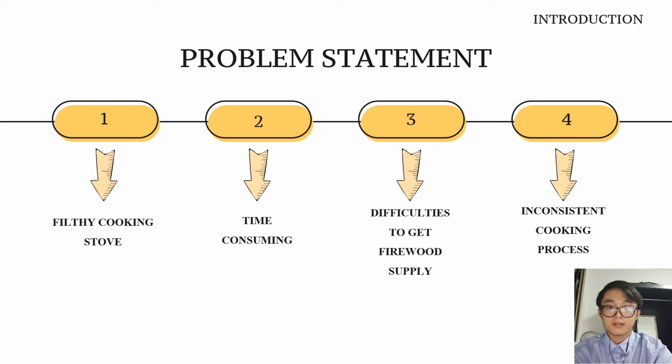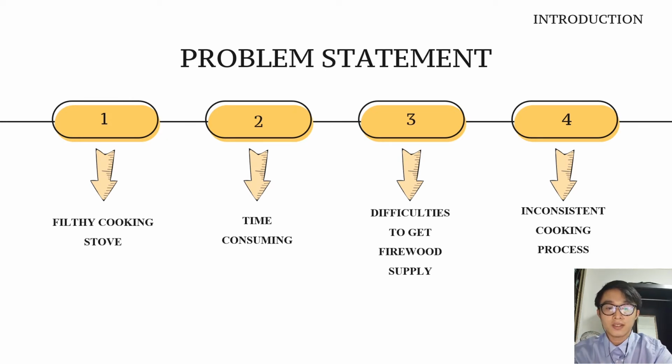Secondly, the traditional cooking stove is very time-consuming. It requires hours of boiling and only produces a low production rate for the NIPA palm sugar. Thirdly, the difficulty to obtain firewood supply. It is hard to obtain firewood in today's market because it requires energy, time, and labor in order to collect the firewood in the forest.